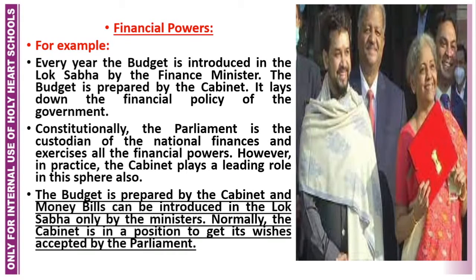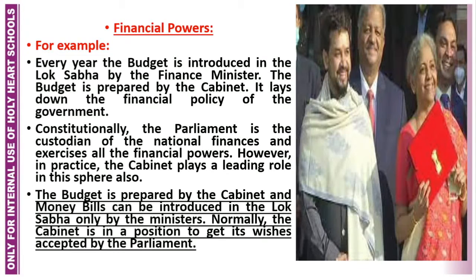Constitutionally, the Prime Minister is the custodian of the national finances and exercises all the financial powers. However, in practice, the cabinet plays a leading role in this sphere also. The budget is prepared by the cabinet and money bills can be introduced in the Lok Sabha only by the ministers. Normally, the cabinet is in position to get its wishes accepted by the parliament.